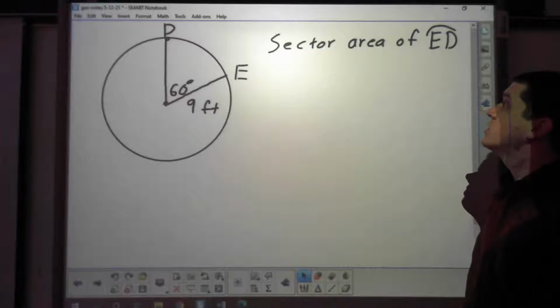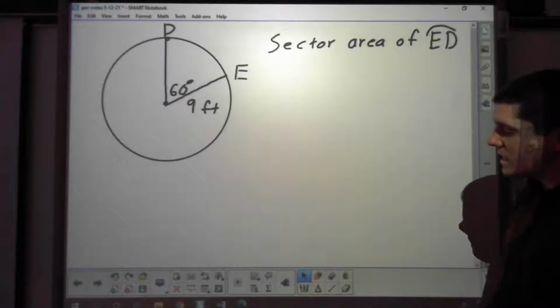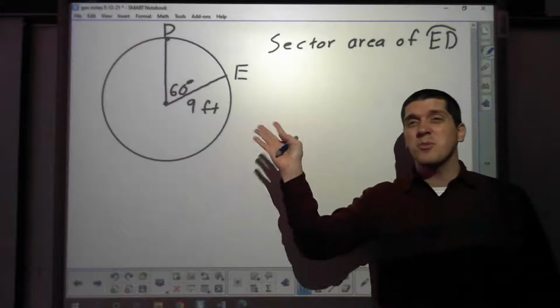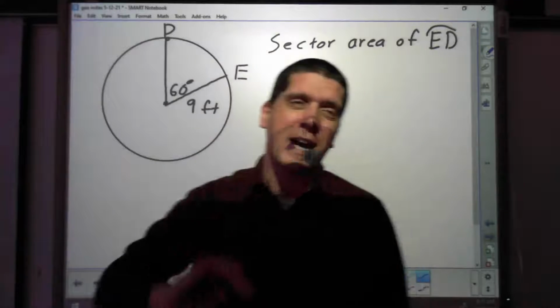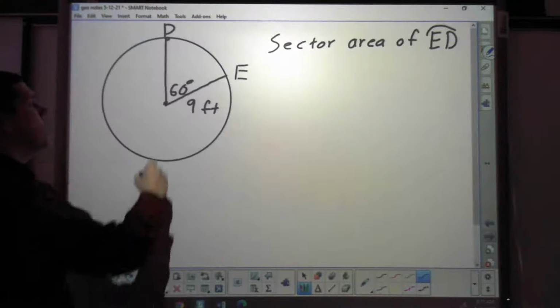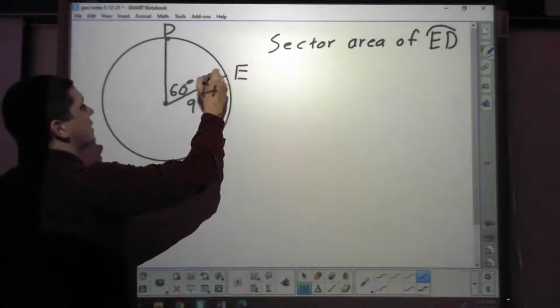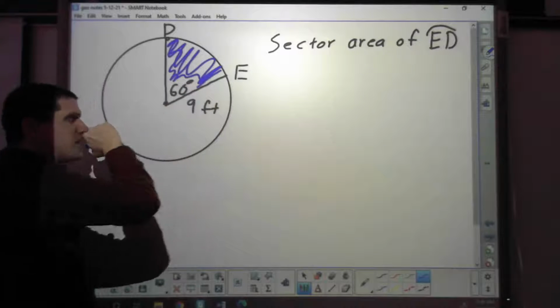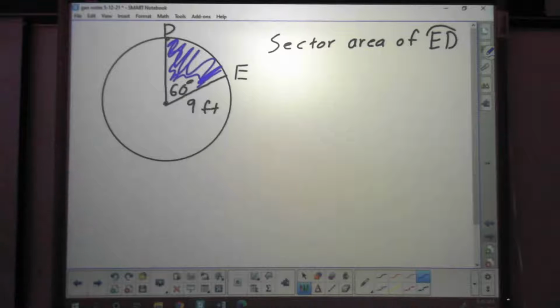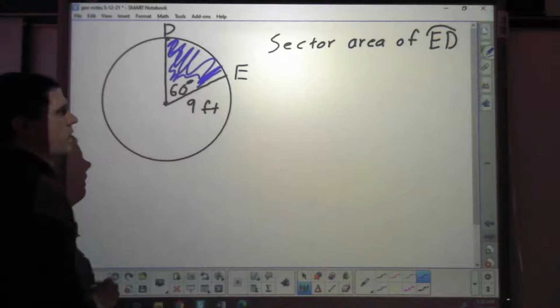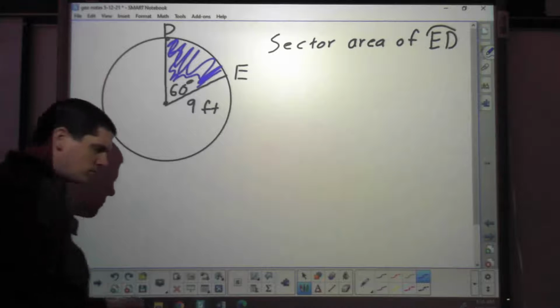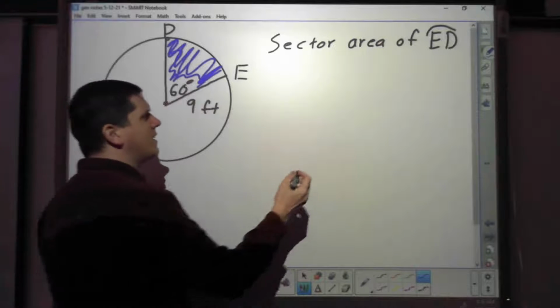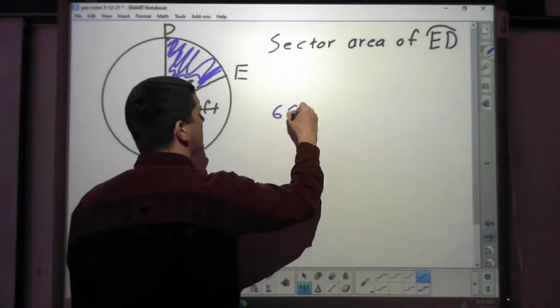All right, so sector area of ED. Again, this is kind of what your problems will look like. They're not going to have that all shaded in there, so we just need to recognize, oh, it's ED. They're talking about what's right here, from E to D, shortest path. But then once we have that, again, set it up.